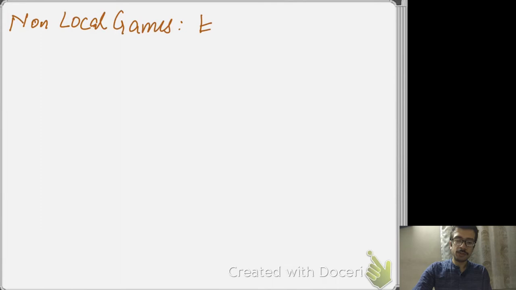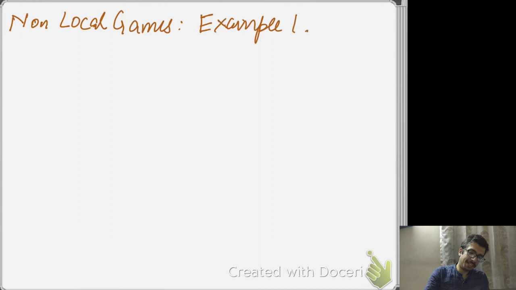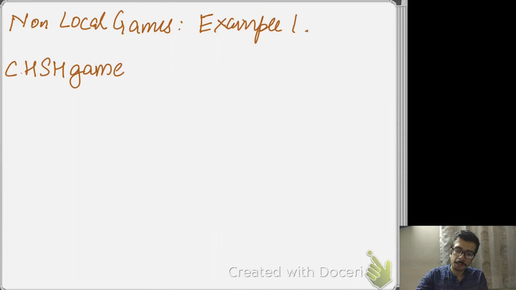Now, to introduce the idea of these non-local games, I'll start with an example. The first example we are going to see is the CHSH game. For many of you, this will be kind of a revision, but let's just go over it. In the CHSH game, we have two players, Alice and Bob, and these two players are separated in space, so there is no communication between them.